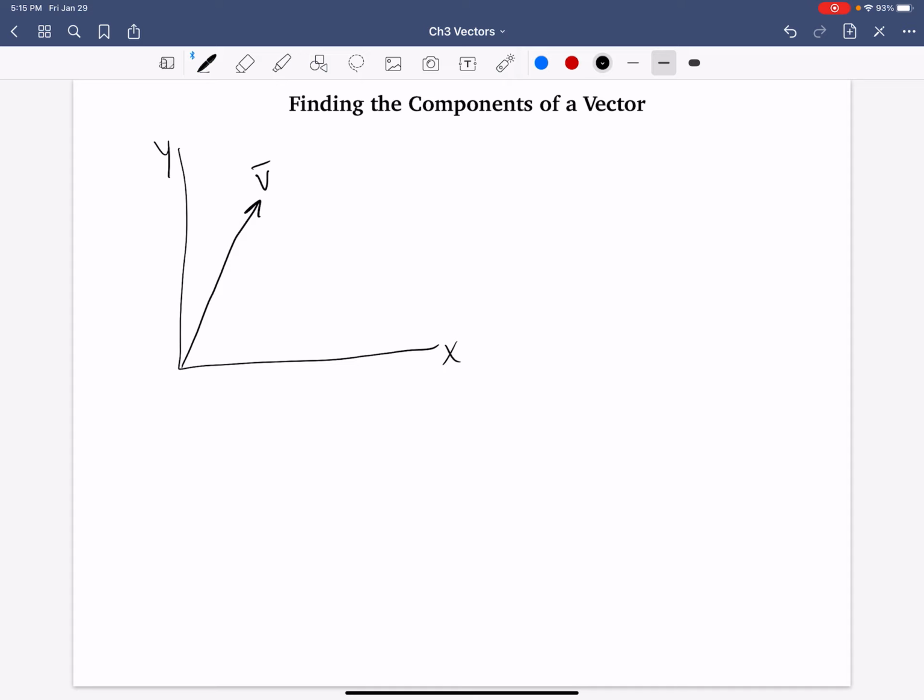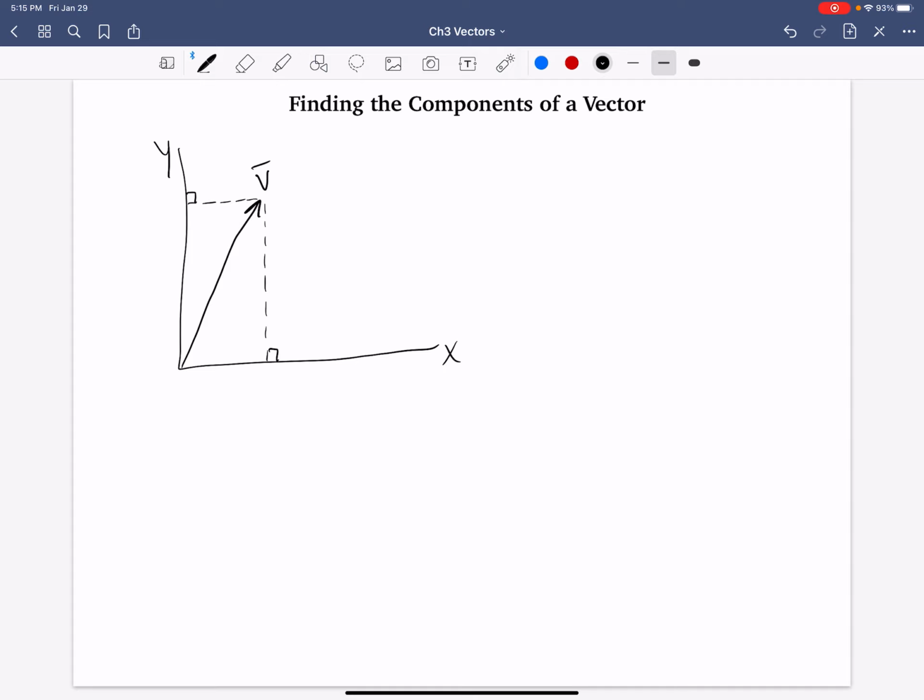To find the components, meaning the perpendicular parts of this vector, the sides A and B of a right triangle, to find the magnitudes of those, you can start by drawing dotted lines perpendicular from the axes to the end of this vector V, to the head, in other words. These are perpendicular to the axes, and what you've just drawn are the components.